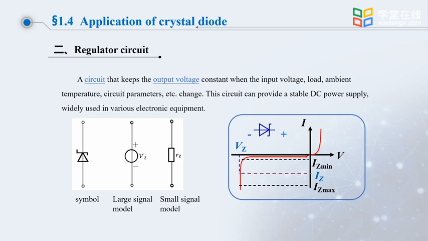If you analyze the voltage regulator in a circuit in the DC state, the large signal model uses such a model, described by a stable voltage Vz. If it is analyzed for small signals, it is equivalent to a resistor Rz.